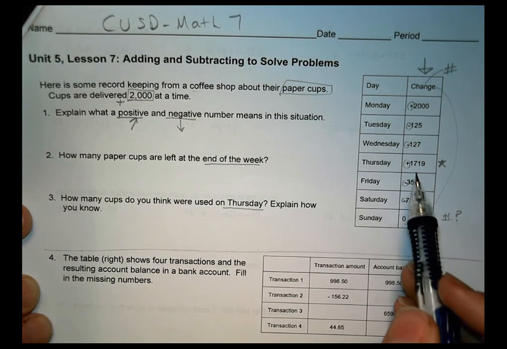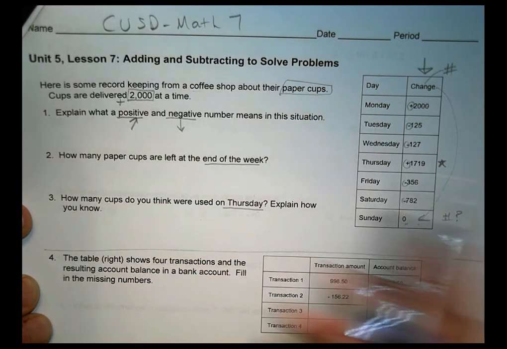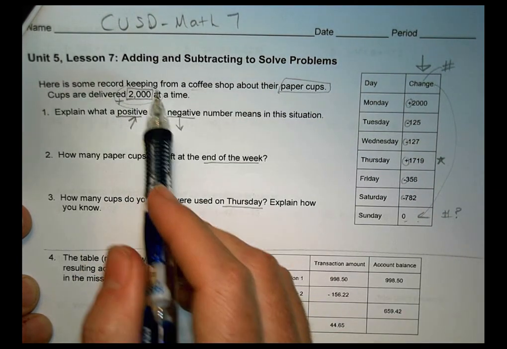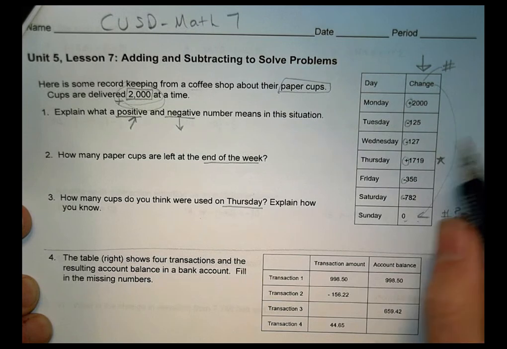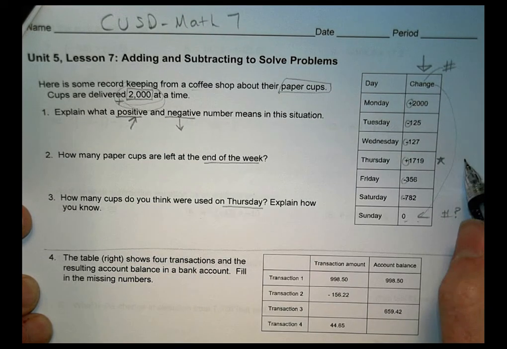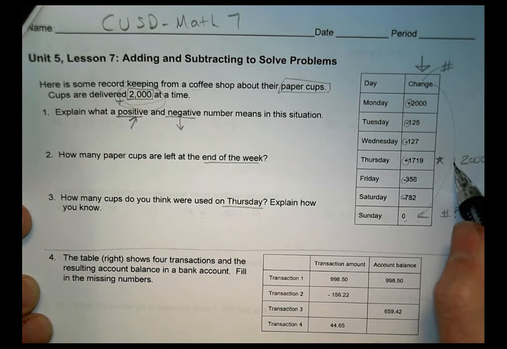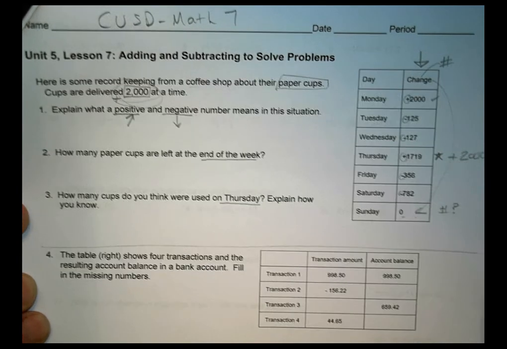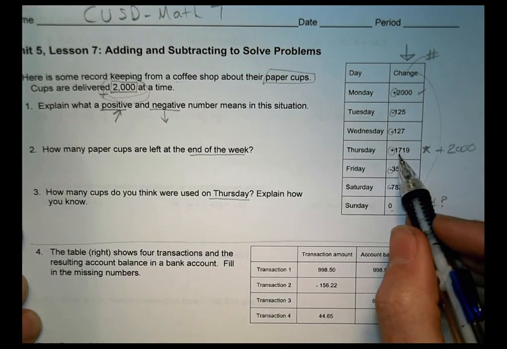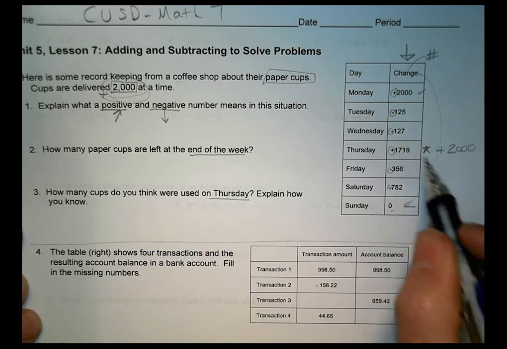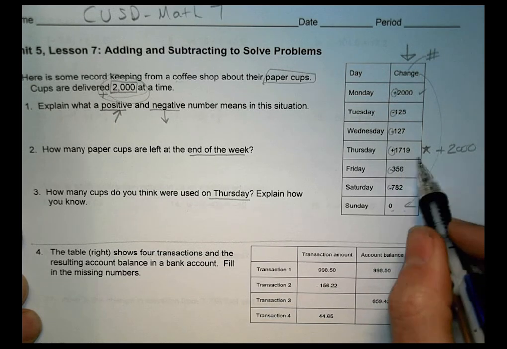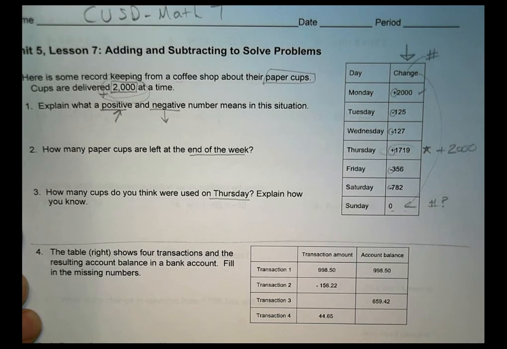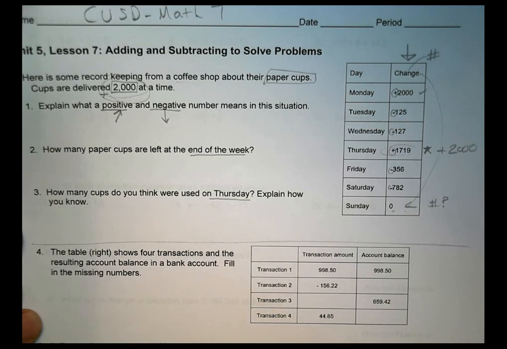And it's not like people came to the store and said, hey, can I donate a cup? We know that they get 2,000 cups delivered at a time. So that's significant because we know that if there was a delivery, they would have received 2,000. We would see a plus 2,000 like you saw right here. But we don't see just plus 2,000. We see plus 1,719, which means they must have also used some cups too in order to have a change of that only by the end of the day. So that's a little bit of a hint there.